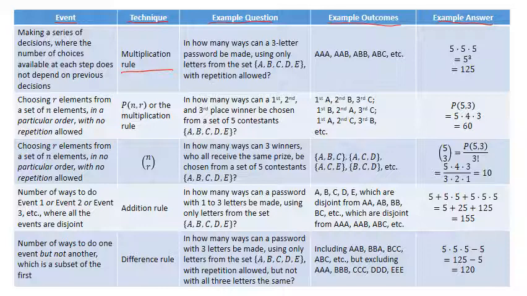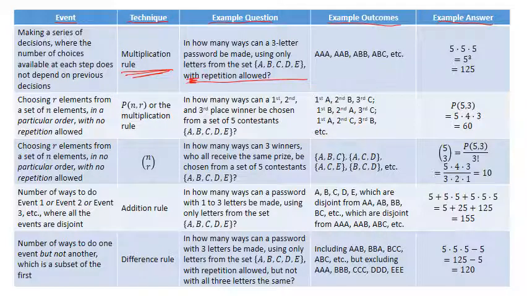So the first type of event is making a series of decisions where the number of choices available at each step does not depend on the previous decisions. When you have that situation, you can use the multiplication rule. A typical example over here would be, in how many ways can a 3-letter password be made using only letters from the set A, B, C, D, E, where you are allowed to use repetition.